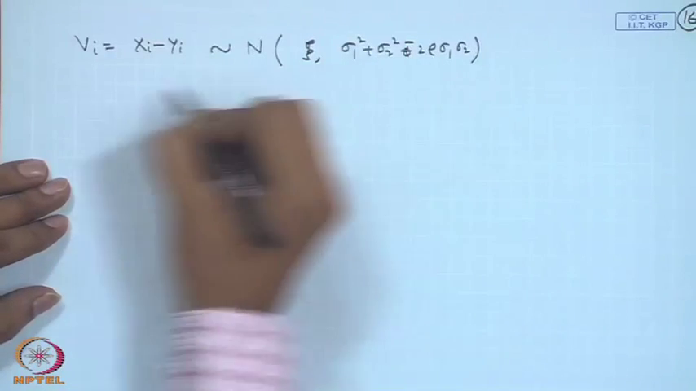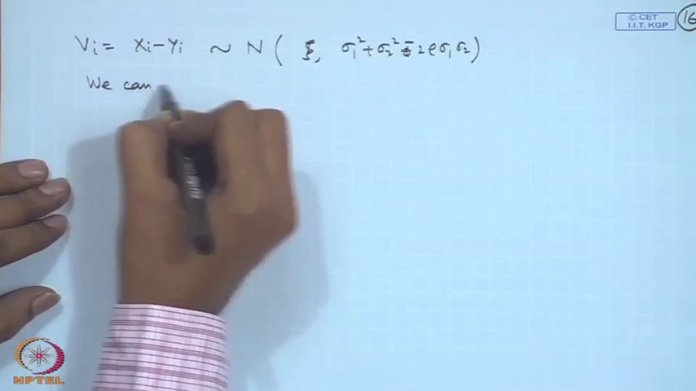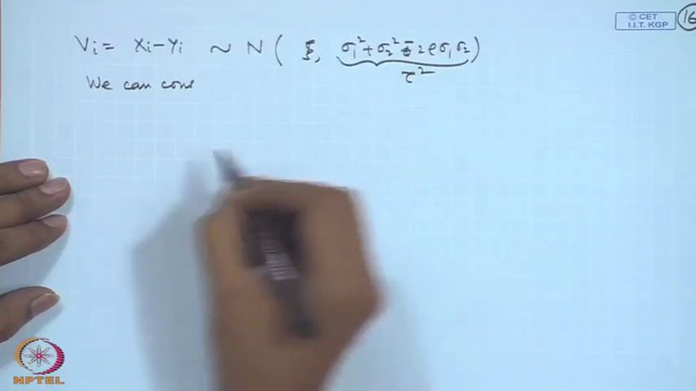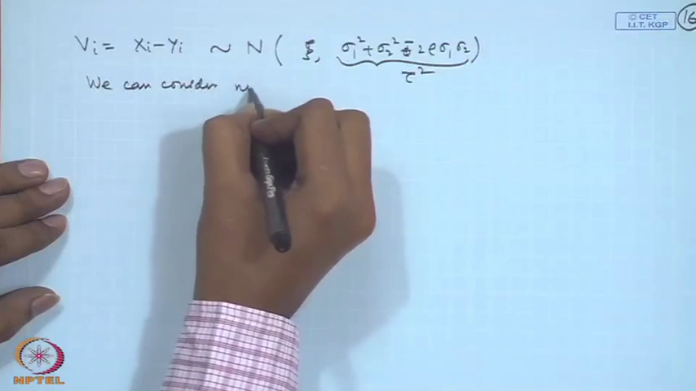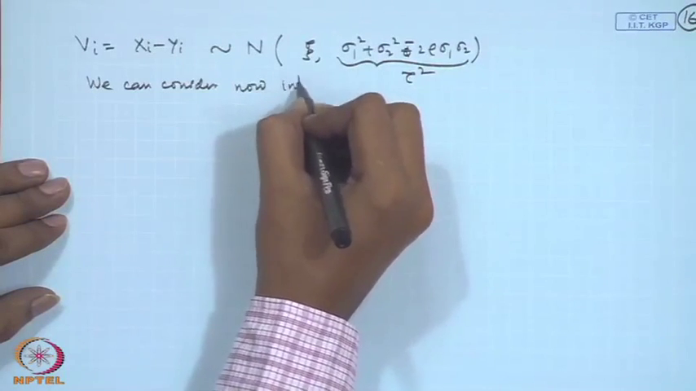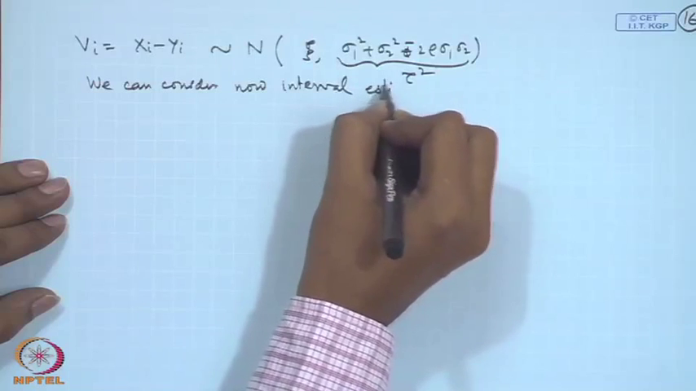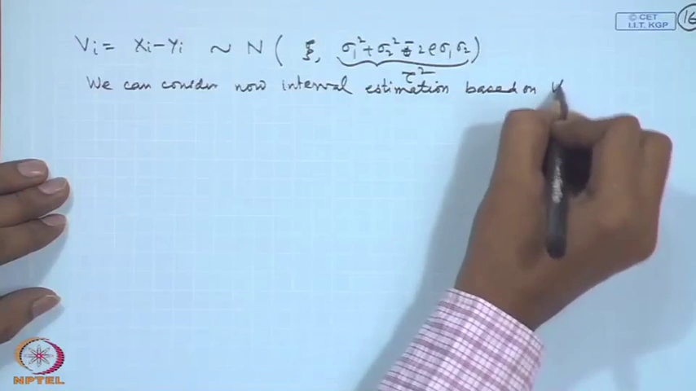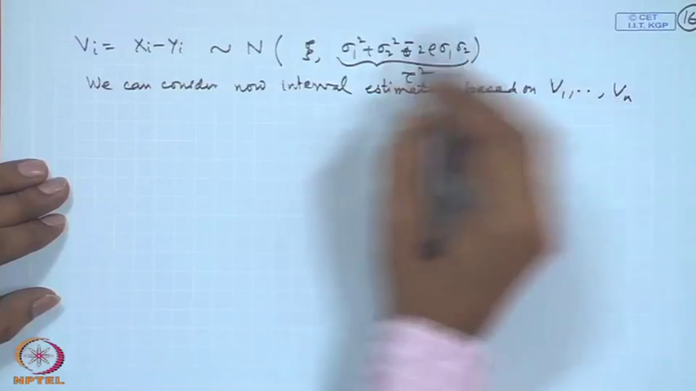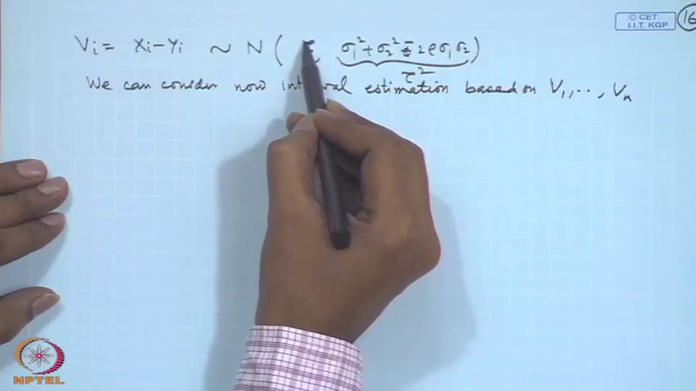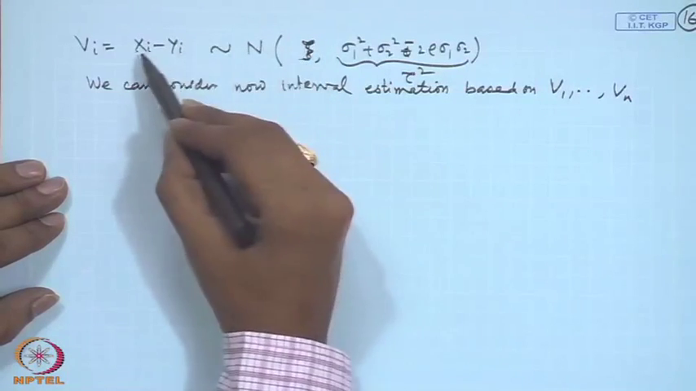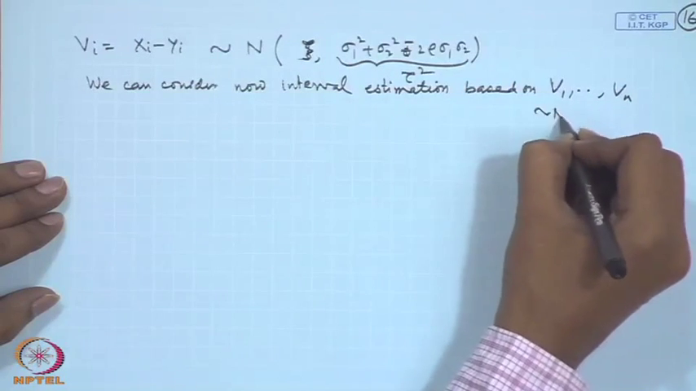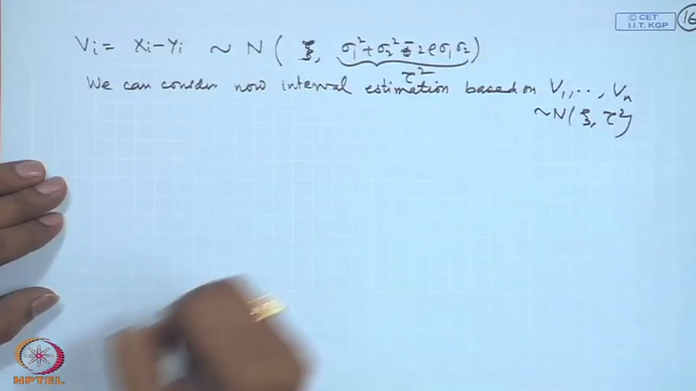Now, what we can do, we can consider this can be written as some tau square again. We can now consider interval estimation based on v 1, v 2, v n, because now this is reducing to the case of one sample problem. That means we can consider v 1, v 2, v n, following normal xi tau square.